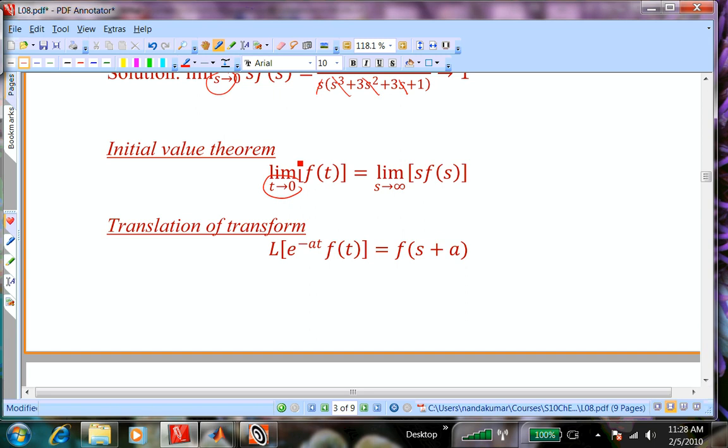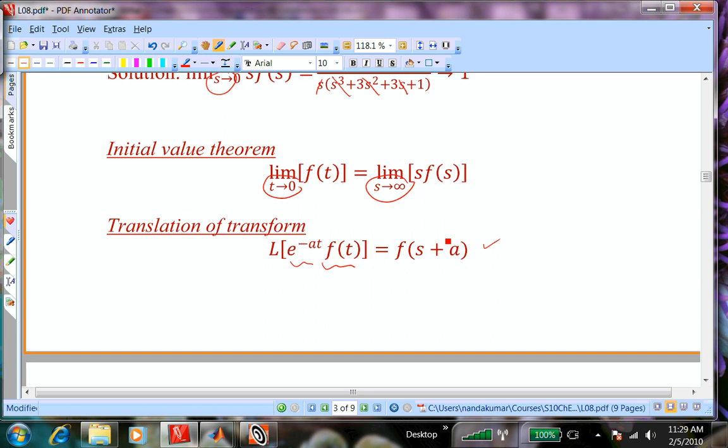Typically, this is known from initial condition, right? So this is why it's not as useful. But the theorem simply says, it's a mirror image of it. Take the same function, but put s equal to infinity, you get the value for t equal to 0 from there. And the translation theorem we already saw, that if I have a function f and then multiplied by e to the power minus at, is the same as taking the transform of the function, adding s plus a.